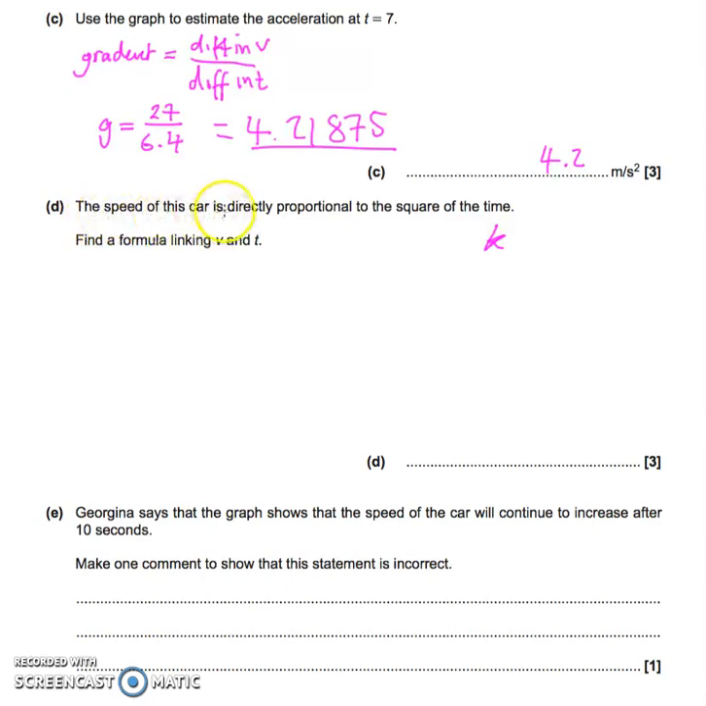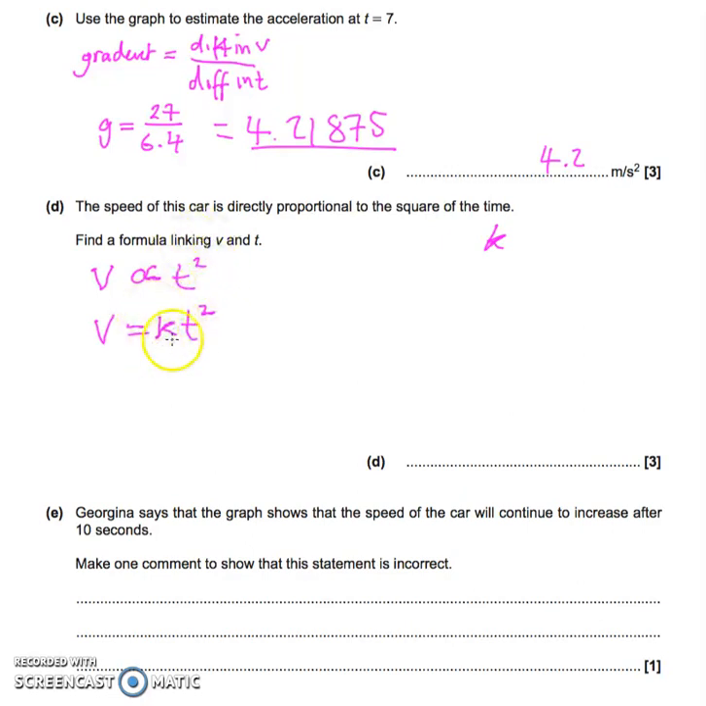So the speed of the car is directly proportional to, so the speed was v, remember, from the graph, and that is directly proportional to, so the proportional symbol is this little fish shape, which is really badly drawn here, to t squared, the square of t. Now you can replace this little proportional symbol with an equals k. So if it's directly proportional, it's an equals k, and then you multiply that by t squared. So there's our formula, right?